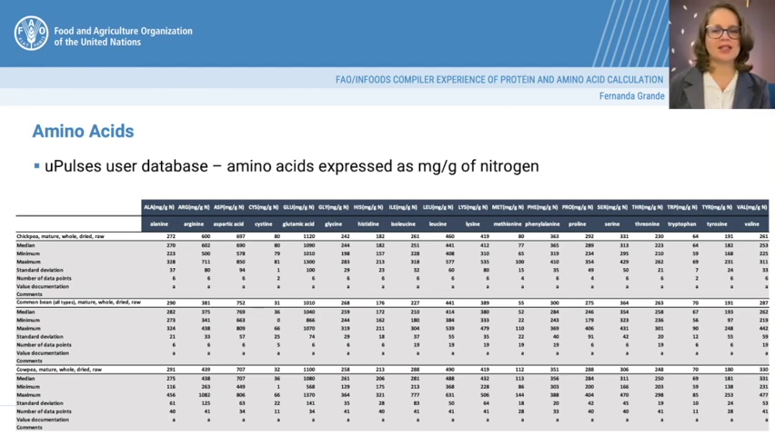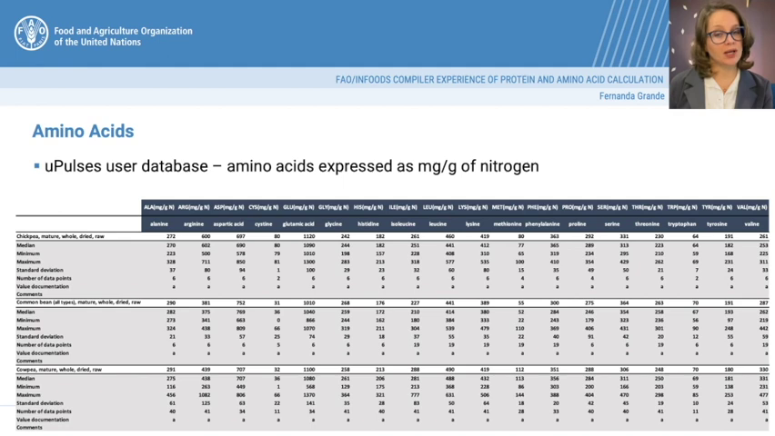It also facilitates comparing the values among the different sources and borrowing any missing value for a particular amino acid. Therefore, in this case, the amino acid content was calculated from the amino acid profile in milligrams per gram of nitrogen to the actual content in the food, considering the total nitrogen content. So, in the main table for users, the amino acid data was also expressed per 100 grams of edible portion, just like the other components.